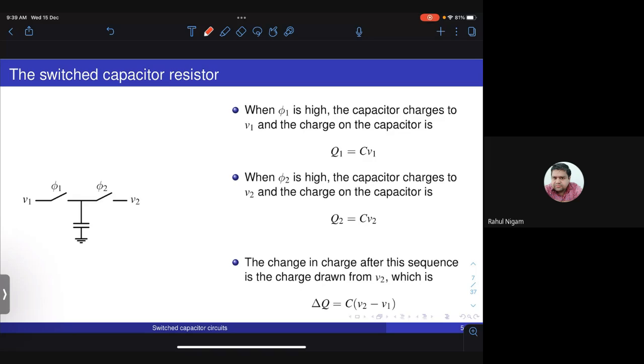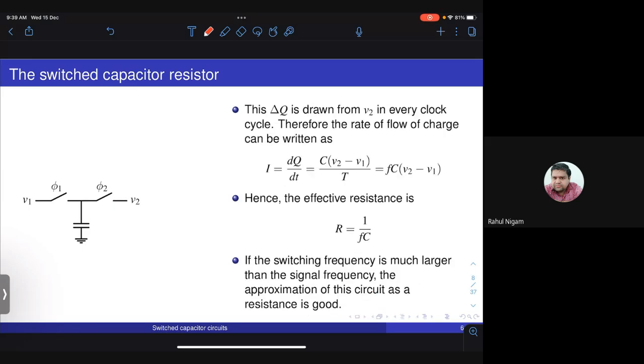Basically, that charge is drawn or dumped, depending on the absolute difference between V1 and V2. The total delta Q that goes into V2 is given by C into V2 minus V1. Because it was at Q1 initially, and the moment you close phi 2 the charge changes to Q2, the difference has to go to the voltage source V2. So this delta Q is C into V2 minus V1. Basically, delta Q charge is drawn from V2 in every clock cycle.